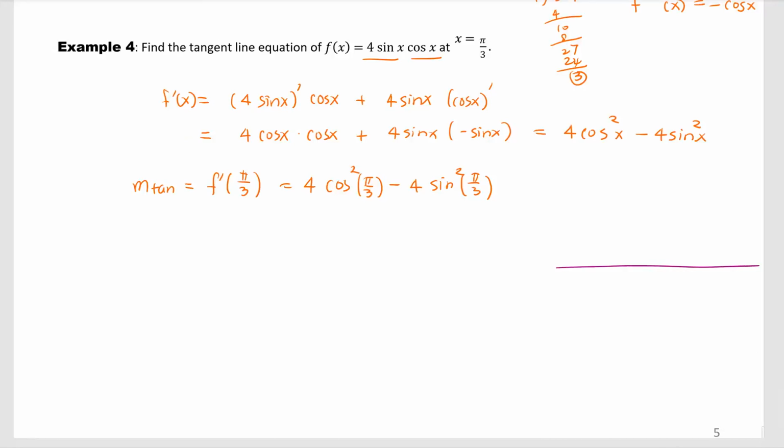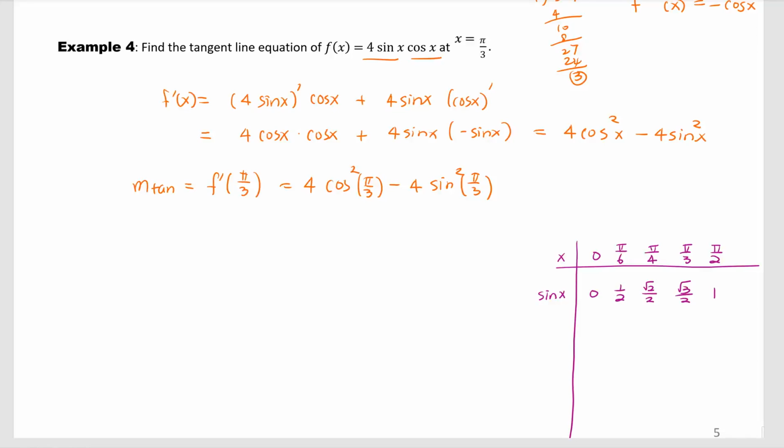So our common angles, we have x, it could be 0, pi over 6, pi over 4, pi over 3, and pi over 2. And then what's the sine x? Sine 0 is 0. Sine of pi over 6 is 1/2. Sine of pi over 4, root 2 over 2. Sine of pi over 3, root 3 over 2. Sine of pi over 2, 1.